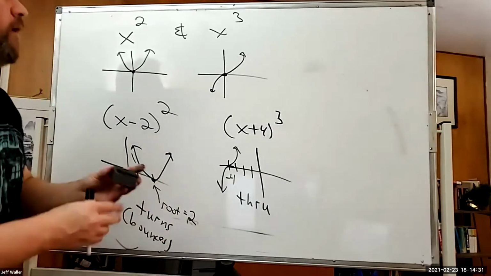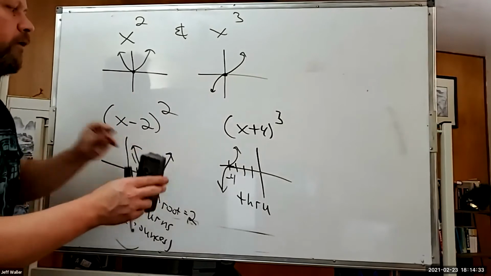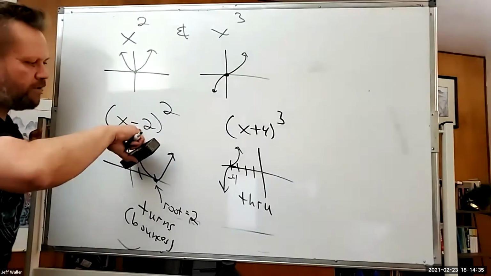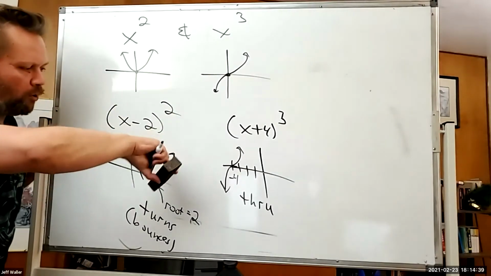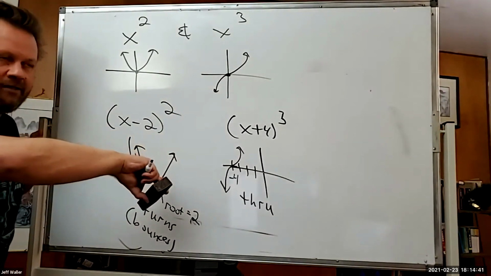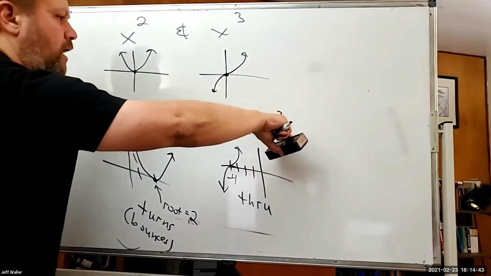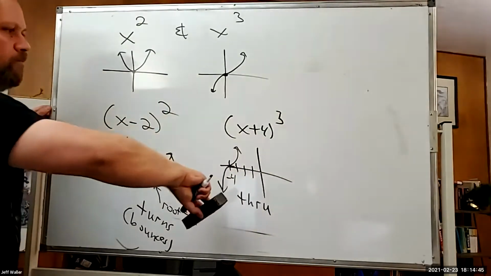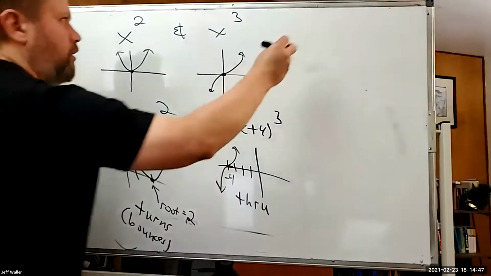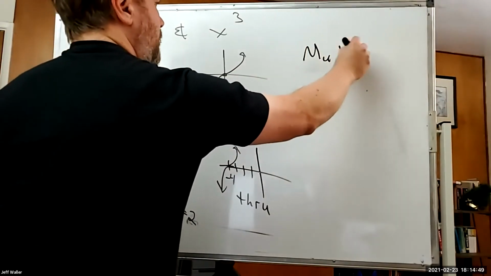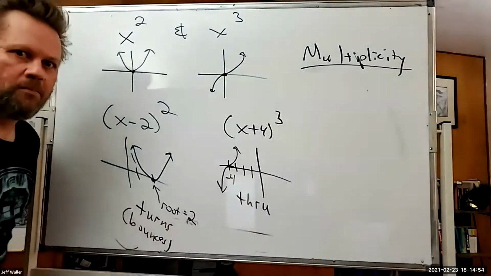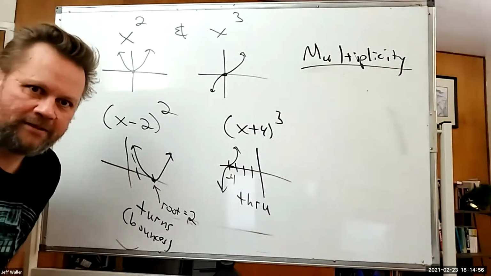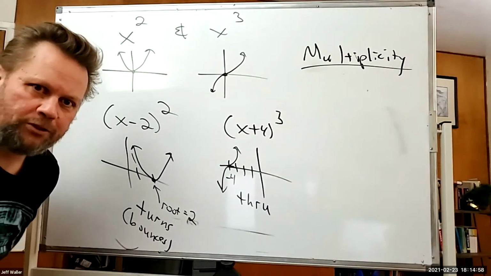So if a piece of a polynomial has a root where the power is even, it will turn at that root. If it has a root where the power is odd, it will go through. This idea is called multiplicity. So the multiplicity of a root tells you what it will do at that root.